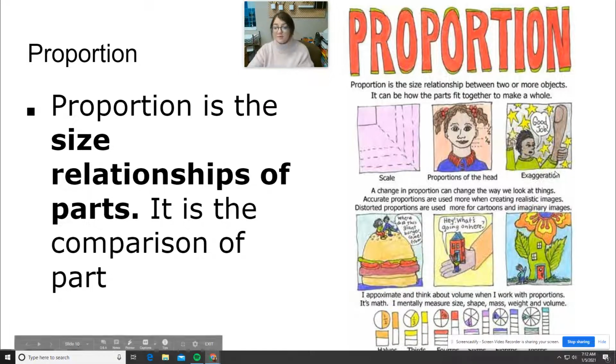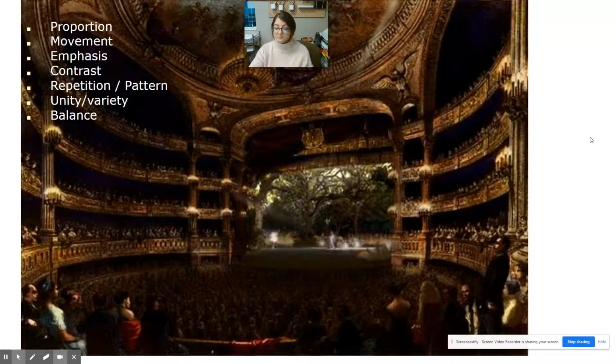Proportion can change the way you look at things. Accurate proportions are used to make realistic images, and inaccurate, distorted proportions are used to make more cartoons and make it a little bit more whimsical and fun. For example, like this exaggeration up here, or these people hanging out on a hamburger. Things like that will really help you get the right concept that you want for your proportions.